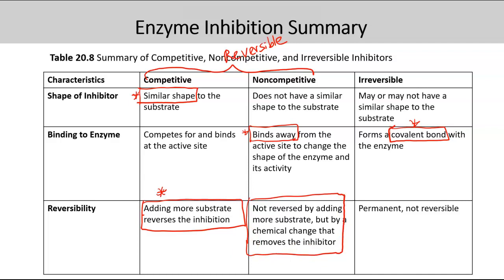And irreversible inhibition is a permanent inhibition that cannot be reversed. So all of them are very important features. Competes for and binds at the active site. Okay, so the ones that I put stars on are very important for you to note down and memorize. This is the summary of what we learned.